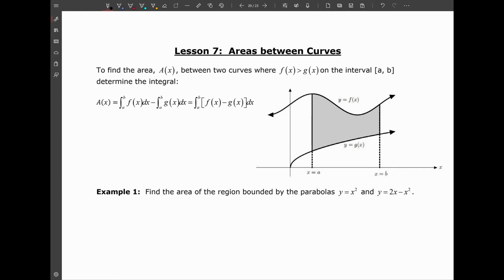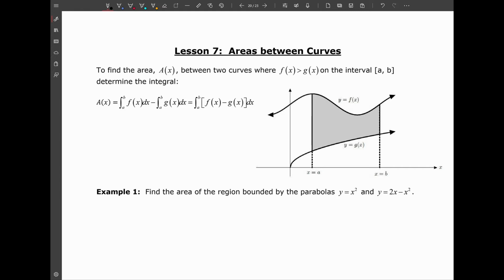To find the area, A of x, between two curves, where f of x is greater than g of x on the interval a, b, determine the integral seen below. Basically, here's what's happening. When I say f of x is greater than g of x, I'm just saying that f of x is above g of x. It's higher up, right? It's larger values of y for every value of x.